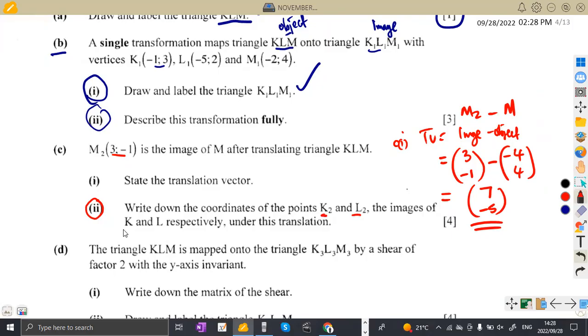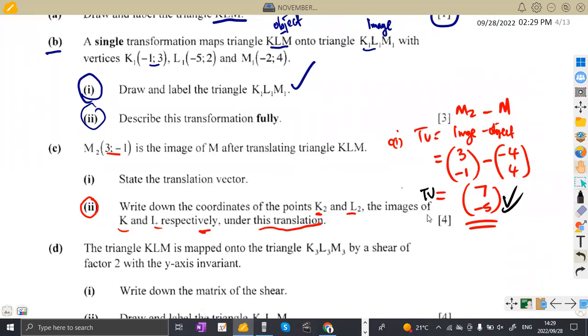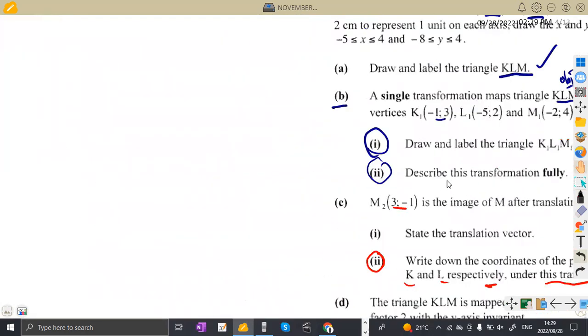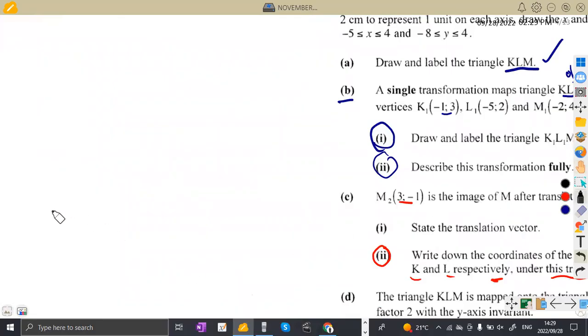Then from that item, they are saying write down the coordinates of K2, L2, the images of K, L, respectively under this translation. So now what do we have? We have got the translation vector that we got here. We want to calculate the images, okay? So I'm just going to work it aside here. This is our item 2 from C.